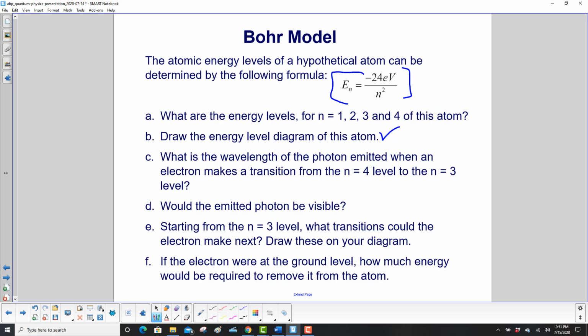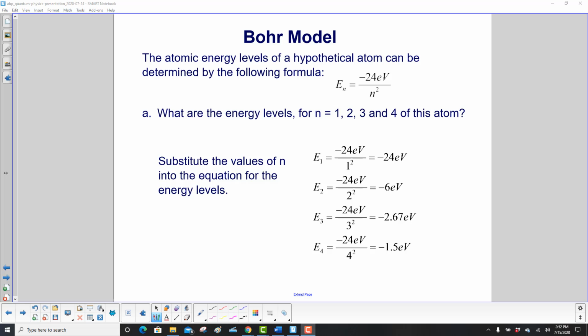What is the wavelength of the photon emitted when an electron moves from the n equal 4 level to the n equal 3? Would the emitted photon be visible? Starting from the n equals 3 level, what transitions could the electron make next? Draw these on your diagram. If the electron were at the ground level, how much energy would be required to remove it from the atom?